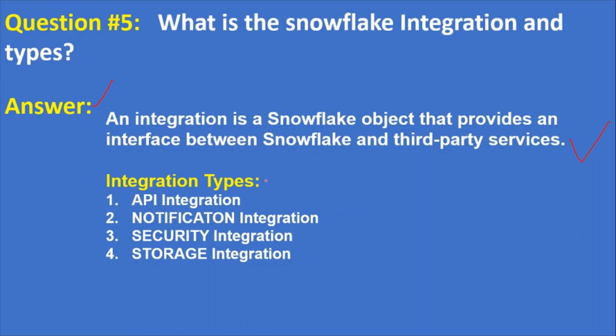In Snowflake, there are 4 types of integrations. The first one is the API integration, where you can execute external functions. The second one is the notification integration, where while loading the data by using Snowpipe, we can create notifications so that Snowpipe will automatically load the file whenever the file arrives in either an S3 bucket, Azure Blob Storage or GCP. And the third one is the security integration.